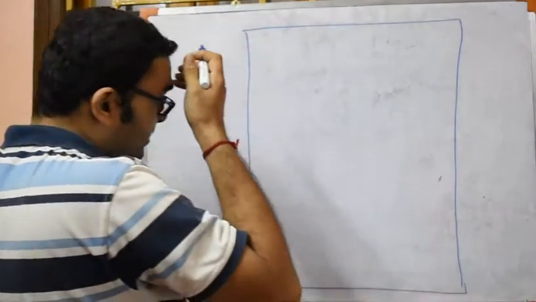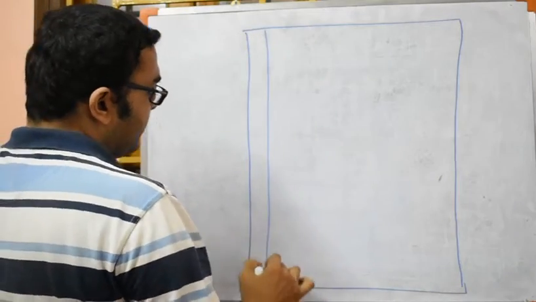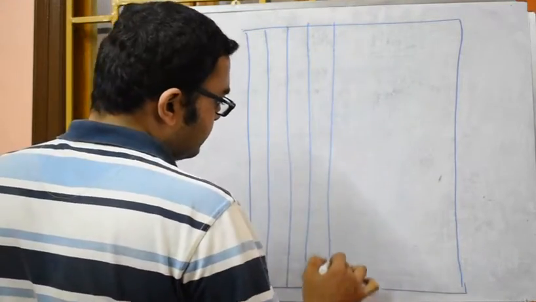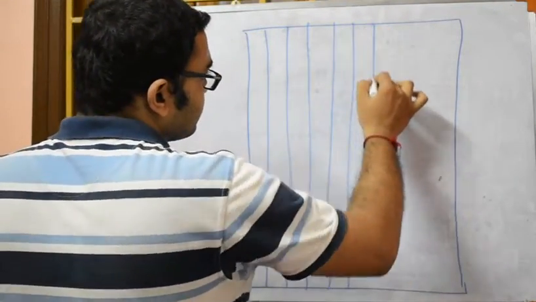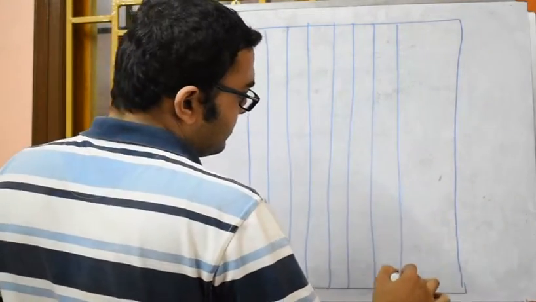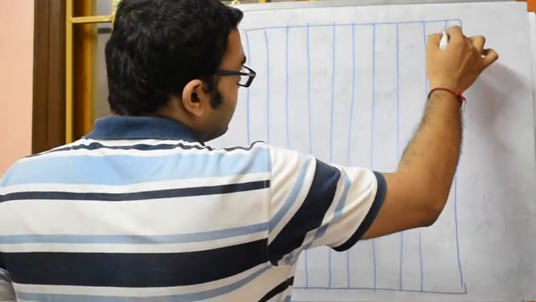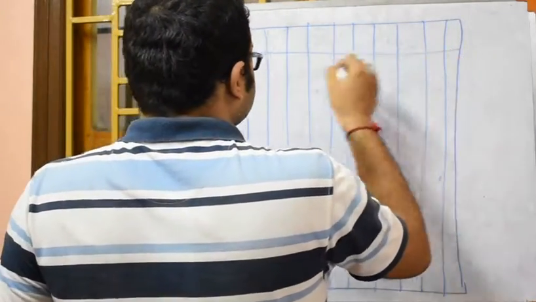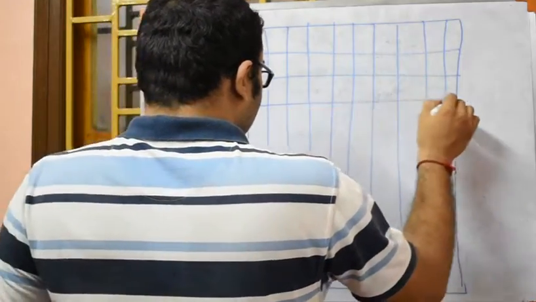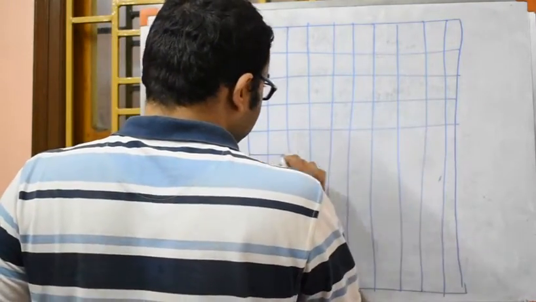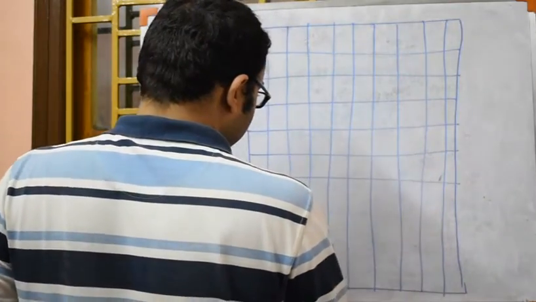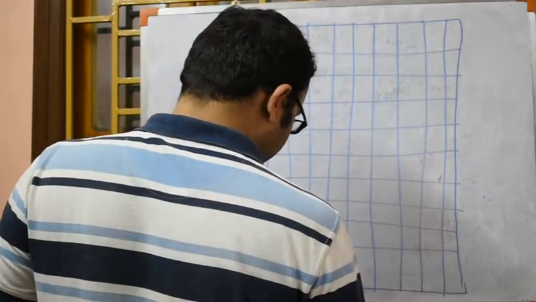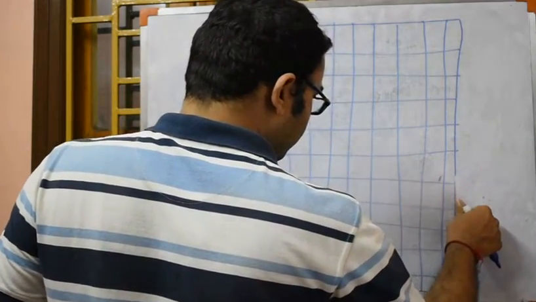Something looks like this. These are the grids present on the graph paper, and you have some horizontal lines as well. So these are your horizontal lines.